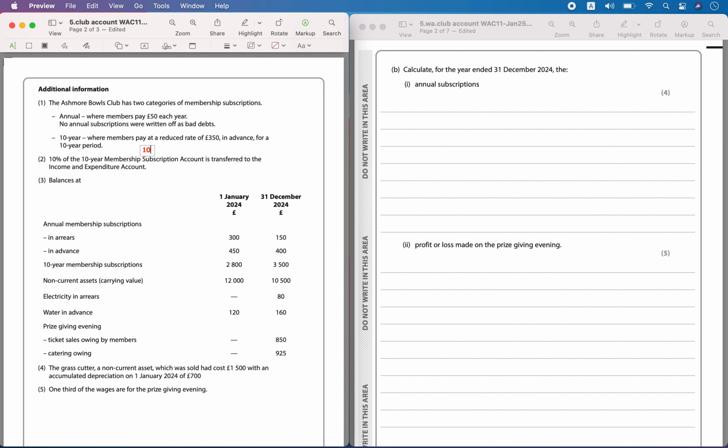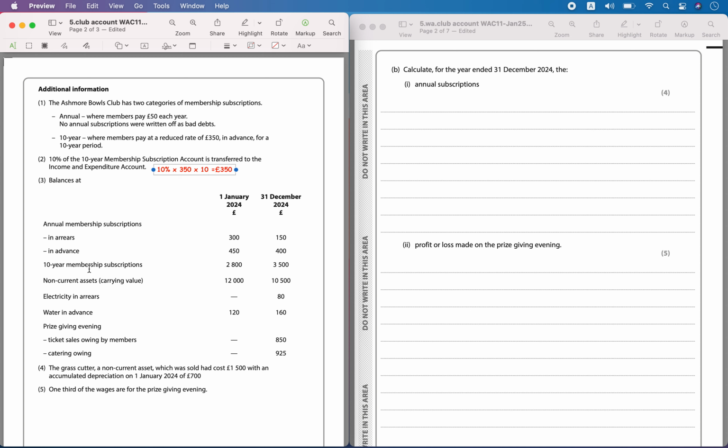So 10% of 350 times 10, that is equal to £350 is going to be transferred. It's going to be transferred to the income statement. So this is transferred to the income statement. This is what it means here.